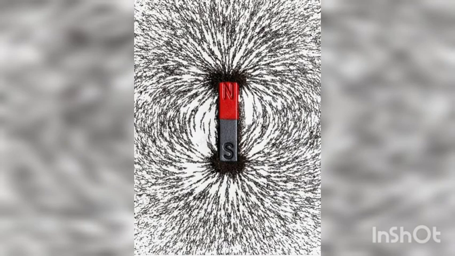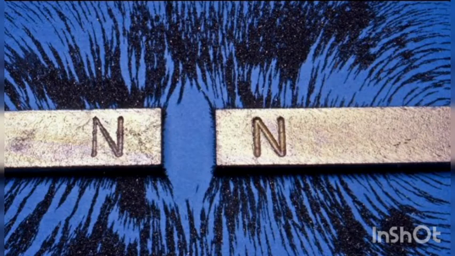Today we are discussing the magnetic field around a magnet. What is a magnetic field? The magnetic field of a magnet is the region around the magnet in which the force of attraction of the magnet can be felt. And also we did an activity to show the existence of the magnetic field, and also we are discussing the properties of the magnetic field.